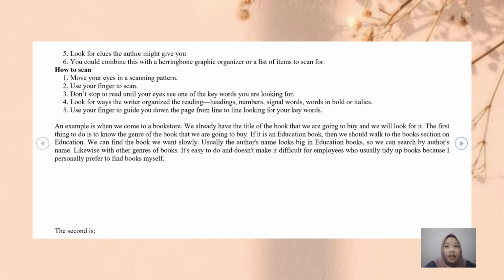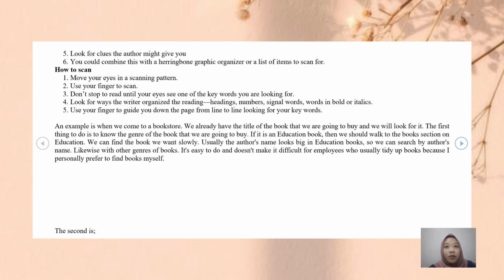How to scan? 1. Move your eyes in a scanning pattern. 2. Use your finger to scan. 3. Don't stop to read until your eyes see one of the keywords you are looking for. 4. Look at where the writer organizes the reading: headings, numbers, signal words in bold or italics. 5. Use your finger to guide you down the page from line to line, looking for your keywords.